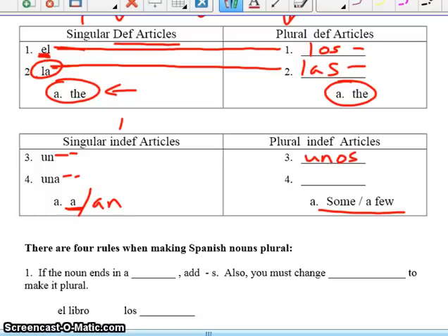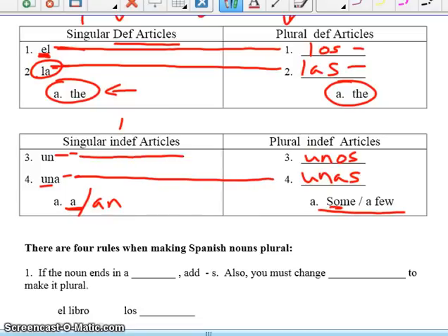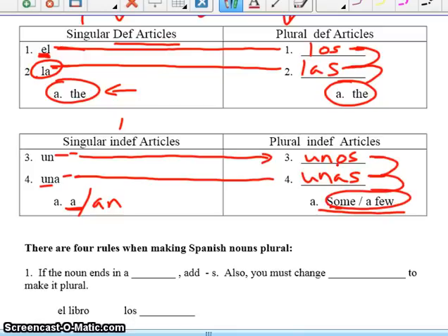So how do you say some? Unos. Here's una. To make that plural, we just simply add an s, unas. So again, not a big change from singular to plural here, but a little bit of a greater change from un to unos. We have to add os to it. So here, just so you can repeat this after me, los, las, unos, unas. These are your two new words, unos and unas, and they mean some or a few.